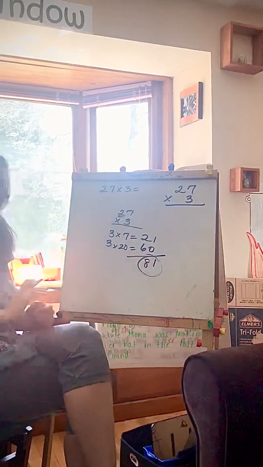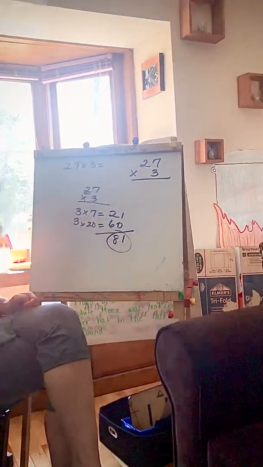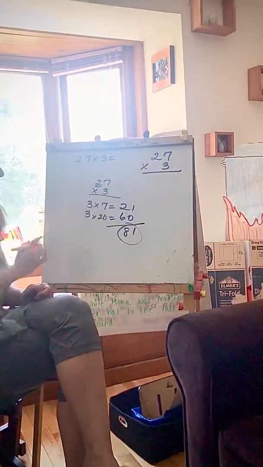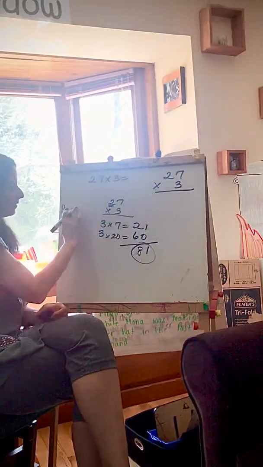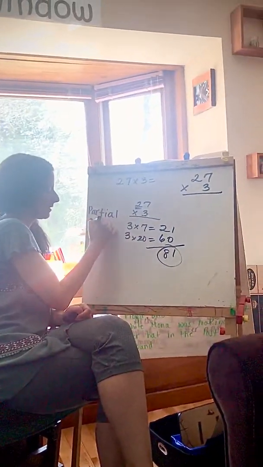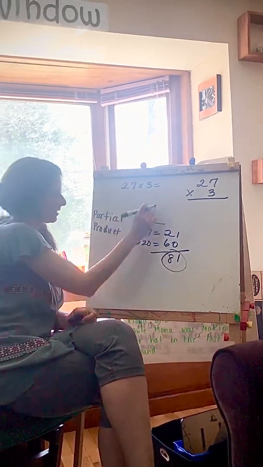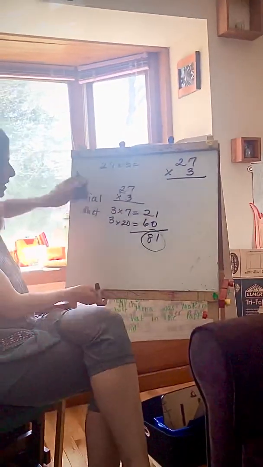And you could come up with it that way. A lot of people do that mentally in your head. So that's called partial products. Meaning this is a partial product, and then this is a partial product. So you put it together, partial product.